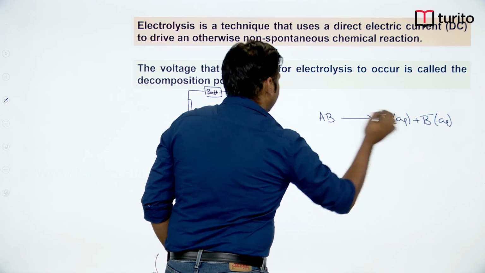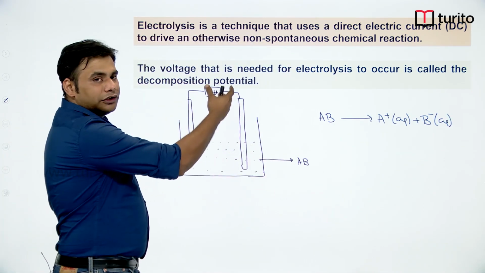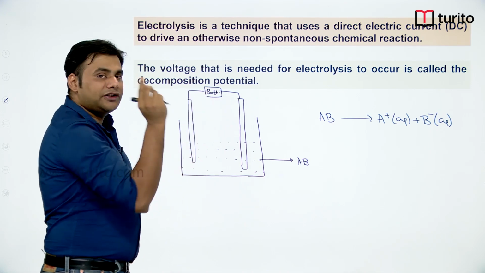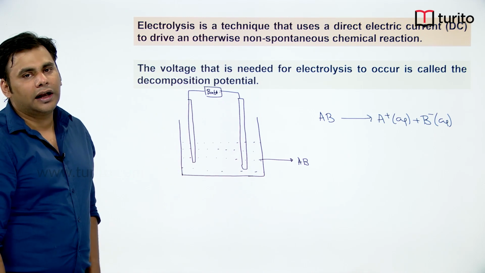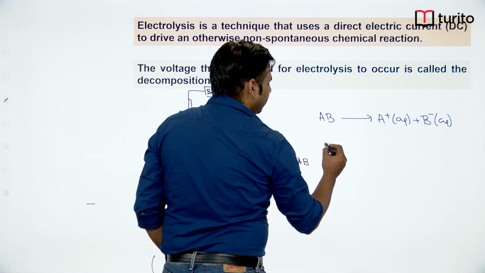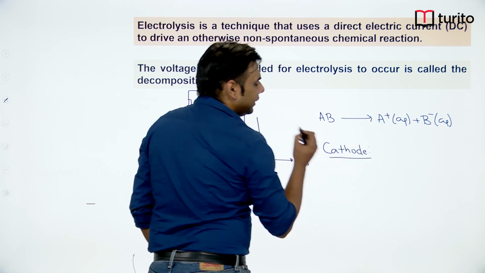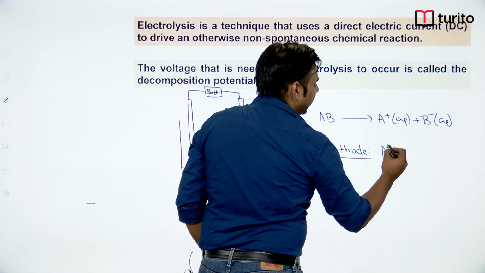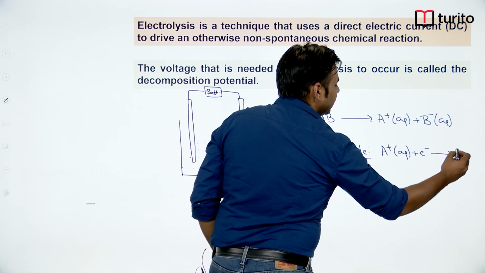Okay, so we'll keep on increasing the potential of the battery, so that a potential is realized when this electrolyte AB will break into a cation and an anion. Now this cation, we know that it would migrate towards the cathode.